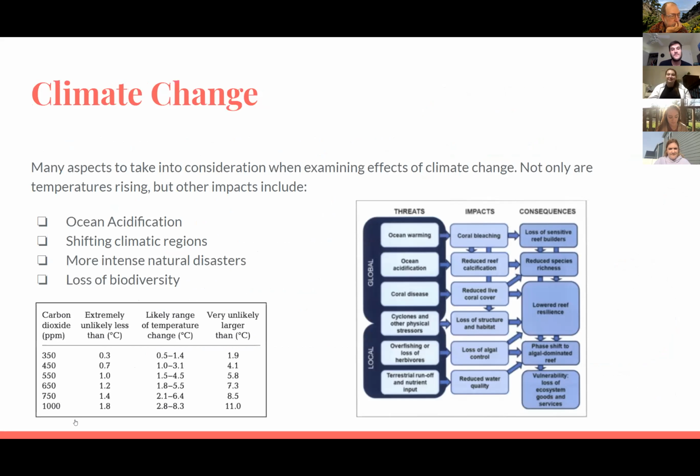Although it is a problem that the Earth is warming, there are also problems like ocean acidification, shifting climatic regions, more intense natural disasters, and a loss of biodiversity. And they're all kind of interlocked. So when we release more CO2, the greenhouse effect means that it will gradually warm, but it also means that more CO2 will be dissolved into the oceans, and it will result in more H+ ions, meaning that the pH will go down.